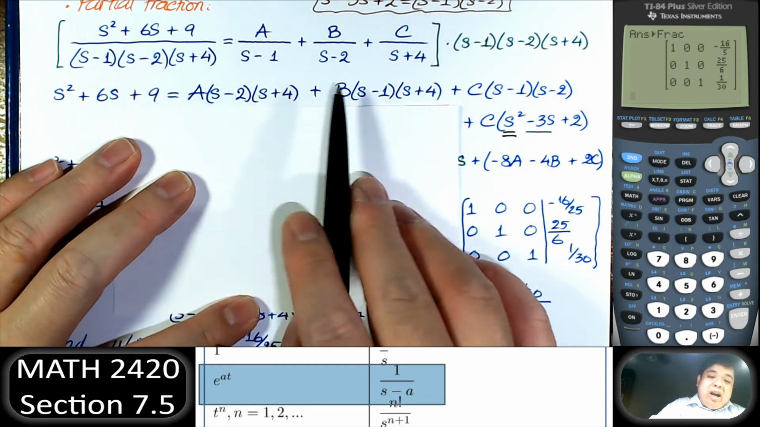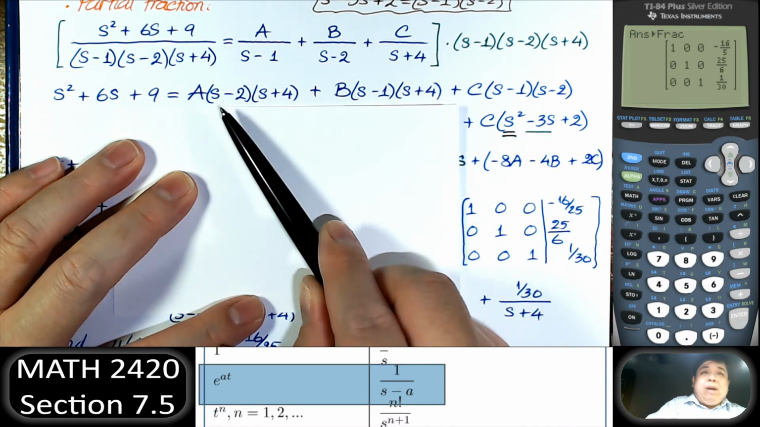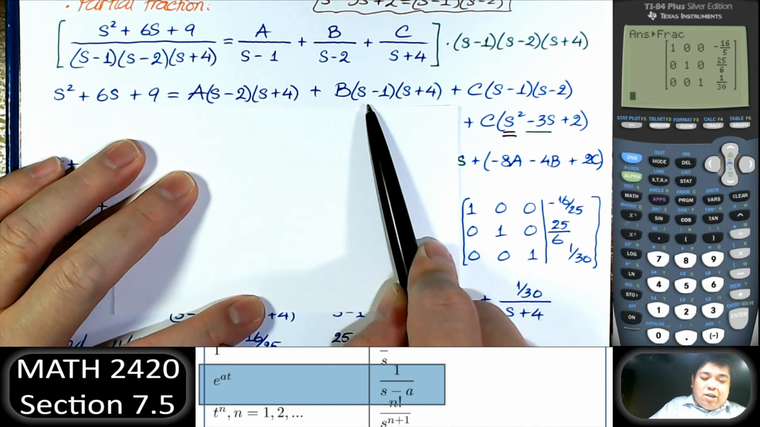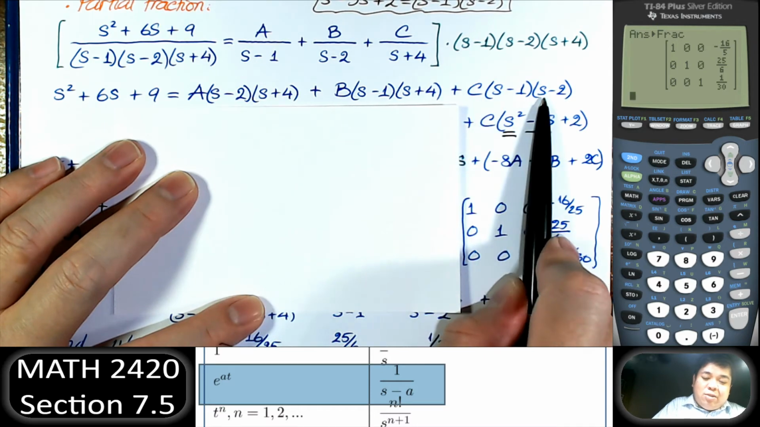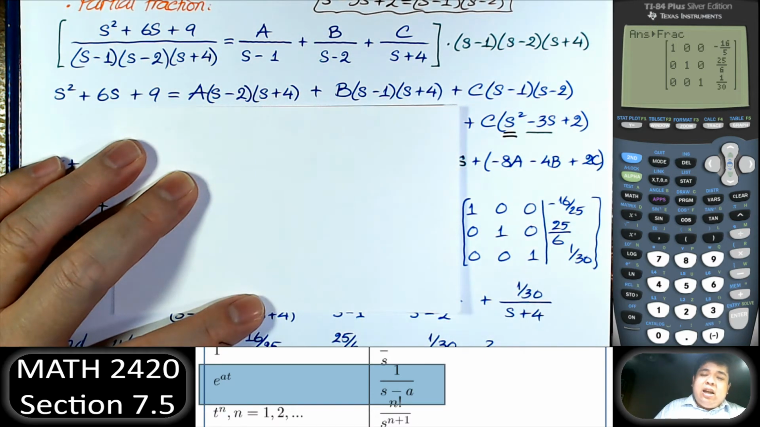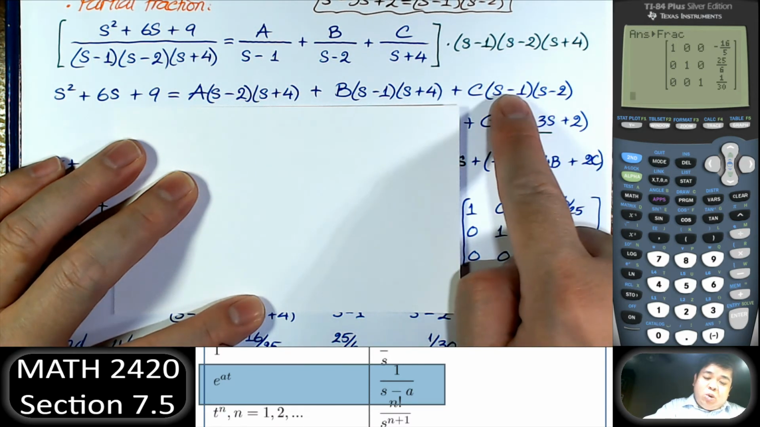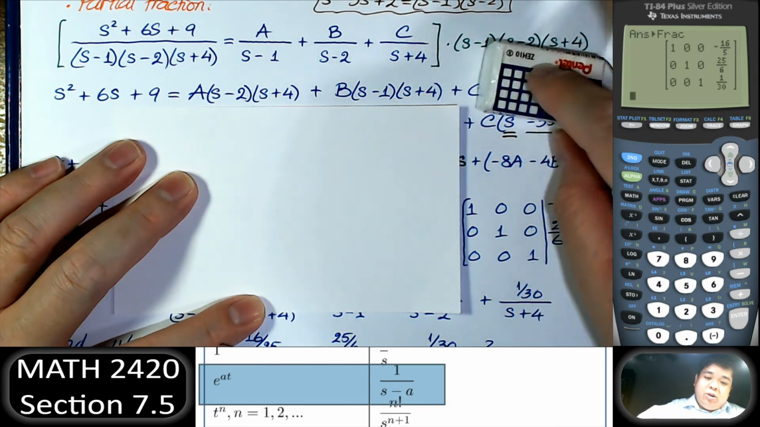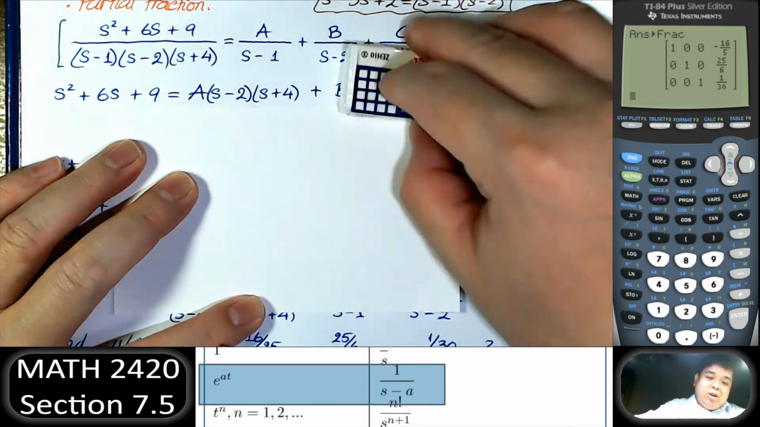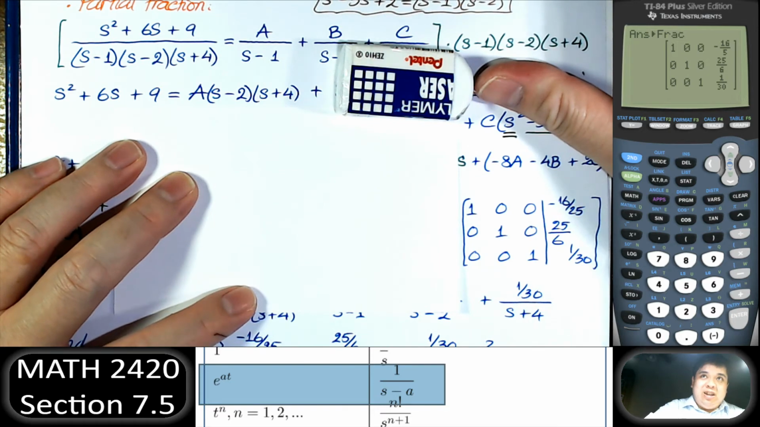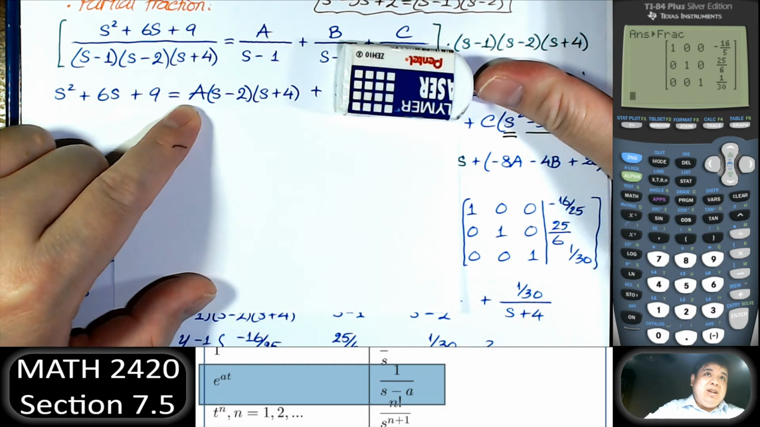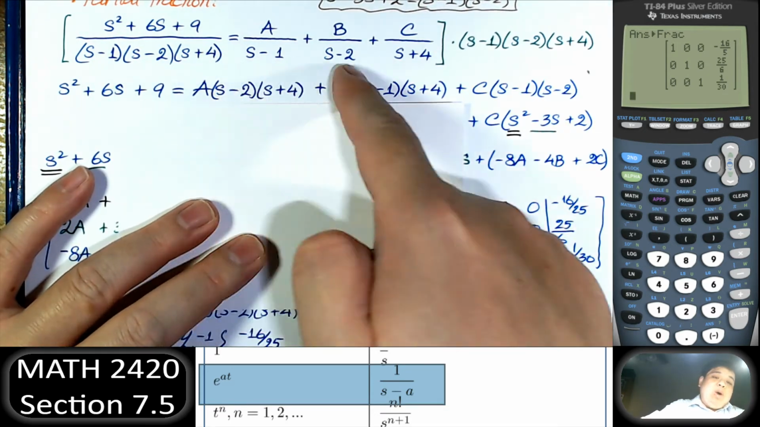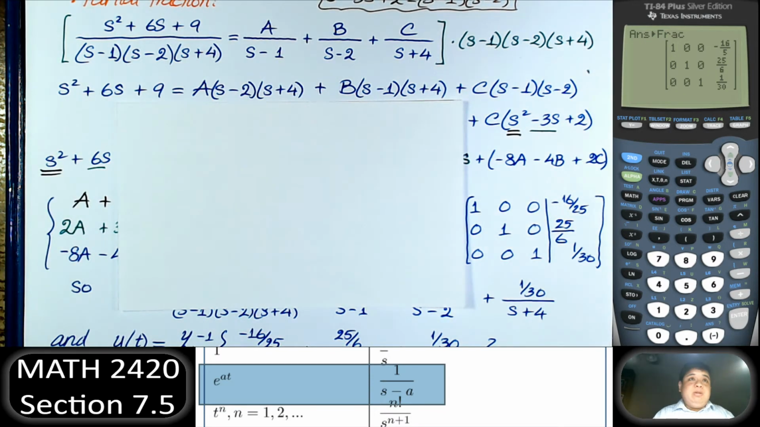Now, we need to solve for A, B, or C. Think about this. We have s minus 2, s plus 4, s minus 1, s plus 4, s minus 1, s minus 2. Now, if s equal to 1, s minus 1 here equal to 0, s minus 1 here equal to 0. So we don't have those two terms, right? And we just have A left.